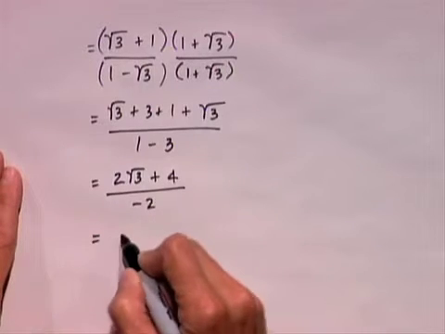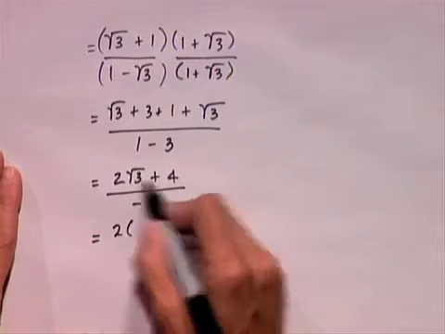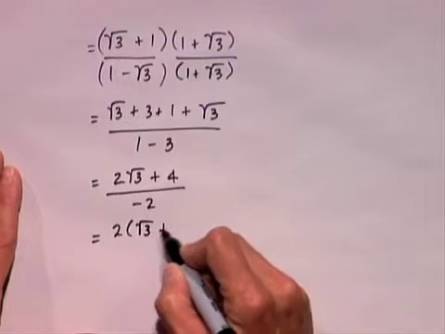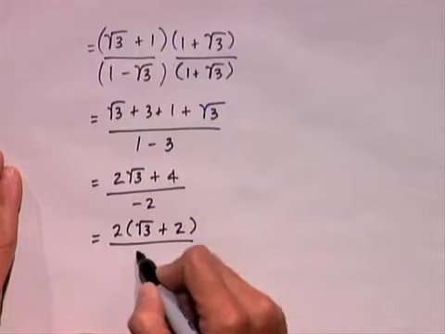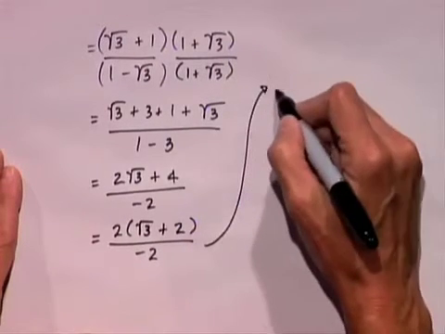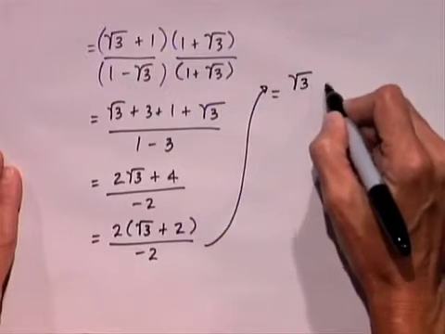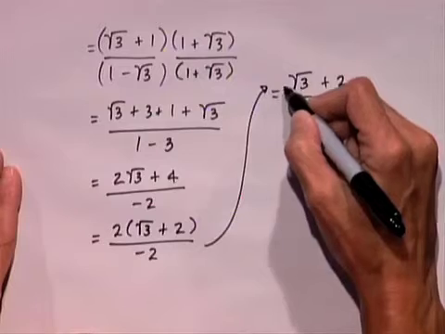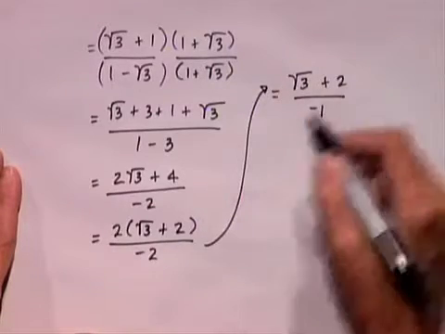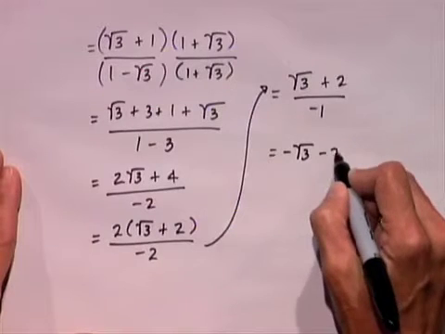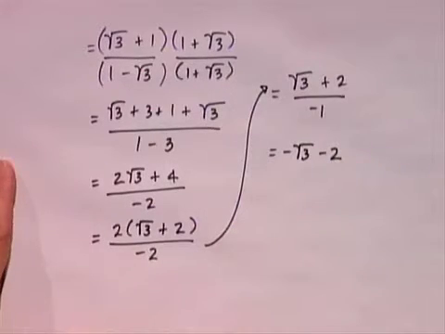If I factor a 2 from each part of the numerator, I have 2 times square root 3 plus 2 divided by negative 2, and a factor of 2 will simplify. So at this point, I have square root 3 plus 2 over negative 1. And I'm going to pull the negative 1 to the numerator and distribute it, and call this negative square root 3 minus 2, and that's the simplified version of the answer.